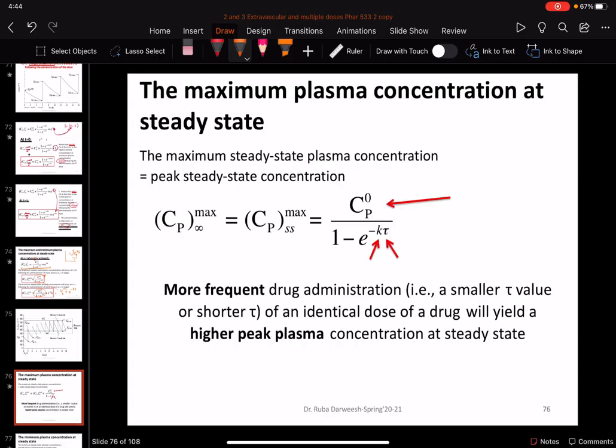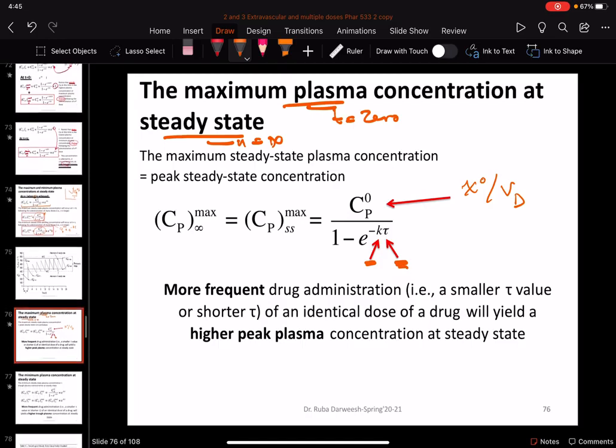Again, for the maximum plasma concentration at steady state, we are talking about time equals 0 at steady state, which is n equals infinity. We have this equation in which we know that it depends on C-B node, which is equal to X node over VD, and depends on the elimination rate constant and tau. So it depends on the frequency and the dose of the drug taken.